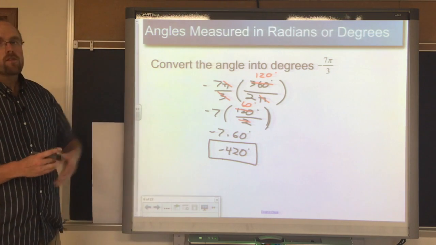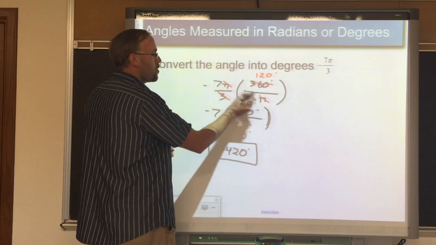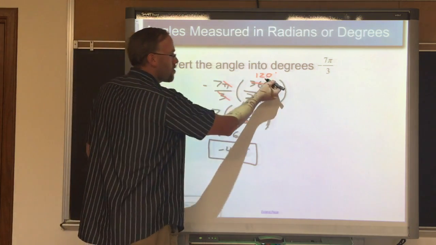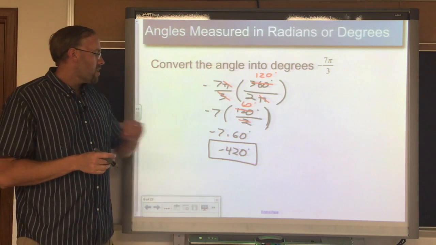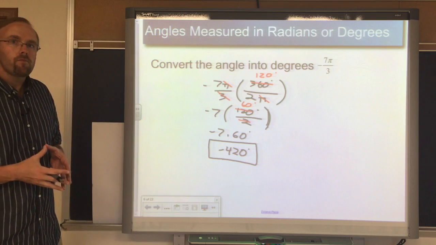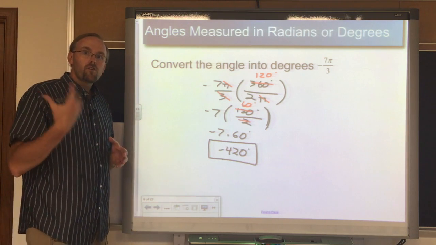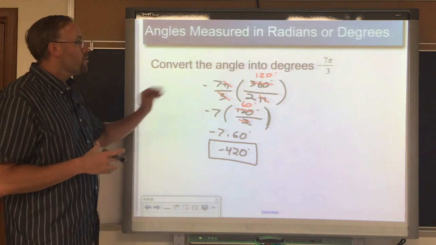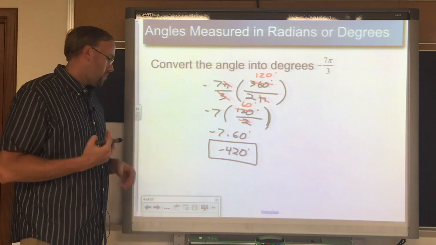Now, had you done this with a calculator, what you would want to do is not include the pi. You would multiply negative 7/3 times 360 over 2, and that would give you 420. Pi is an irrational number, so when you include it, you're going to have a long decimal string at the end. So when you do these conversions, my suggestion is to leave pi out.